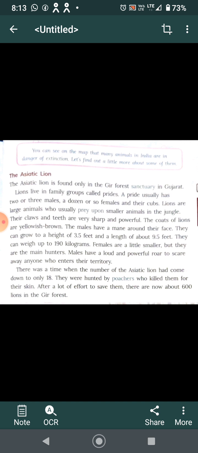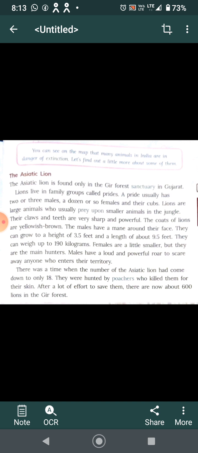Lions are large animals who usually prey upon smaller animals in the jungle. So animals like lions, they eat prey, which is the food of the animals, means they eat the smaller animals as their food in the jungle. Their claws and teeth are very sharp and powerful. The coats of the lion are yellowish brown. Now they are describing the physical features of the Asiatic lion.